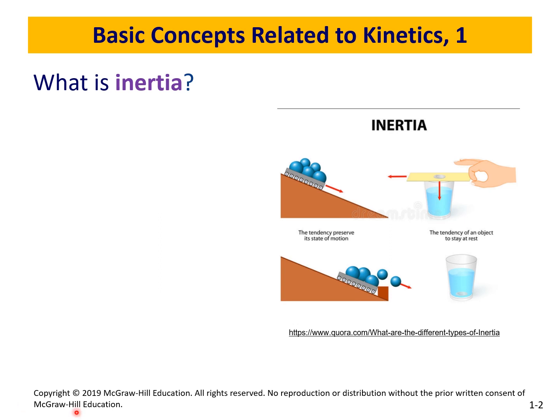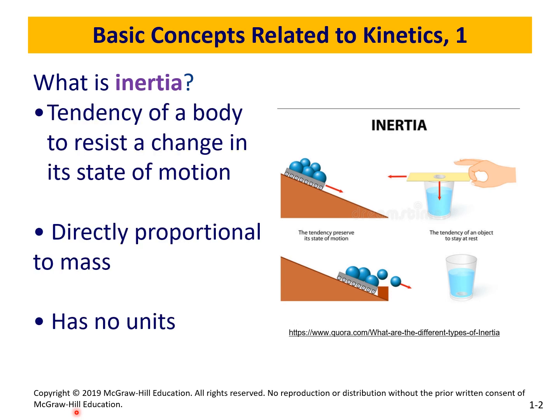So from physics, inertia is the tendency of a body to resist change in its state of motion. So if the object is stationary, it wants to stay stationary, and if it's moving, it wants to stay moving. It is directly proportional to mass. Now that is the important part. Your inertia, resistance to motion, is directly proportional to mass. What does that mean? If mass goes up, what happens to inertia? It goes up, correct? That's the directly proportional. Now, it has no units.